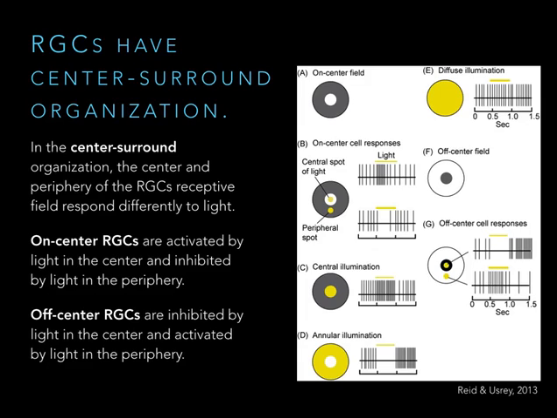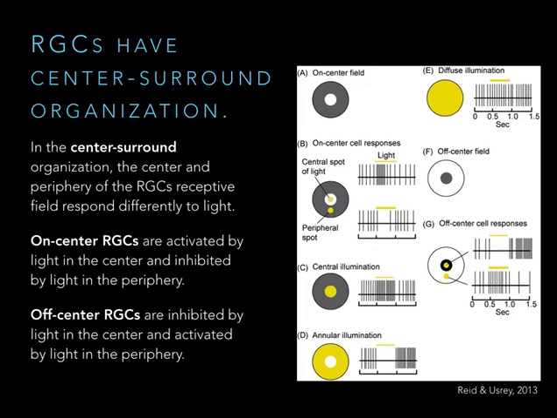And we can see the difference in this activity in this cartoon on the right. A is just showing you the on-center field, so the white portion of the receptive field is the part that will turn on the retinal ganglion cell. The surrounding portions are going to turn it off.